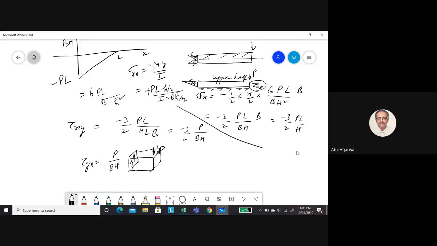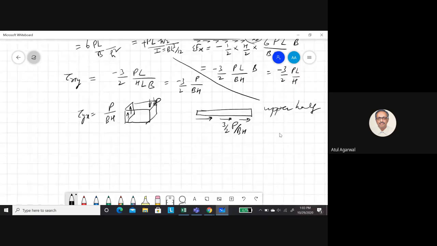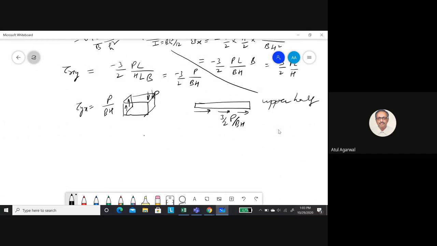And you see here on this lower face, in the middle face, upper half, you are getting your stress as 3 by 2 P by BH. You see, it is 1.5 times. So what happens is your shear stress is not uniform across the cross section. It is maximum at the central surface of the value 3 by 2 P by BH and 0 at the top and bottom. And the average comes to be P upon BH.